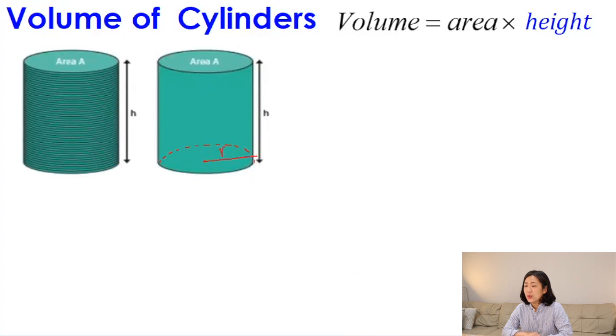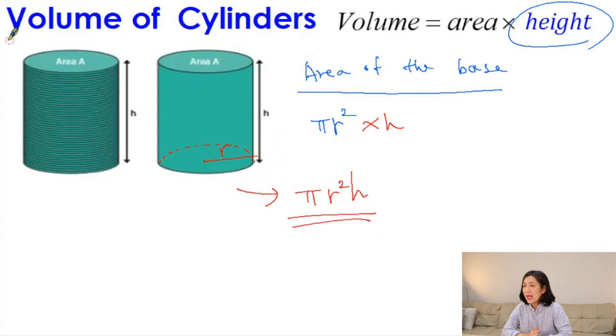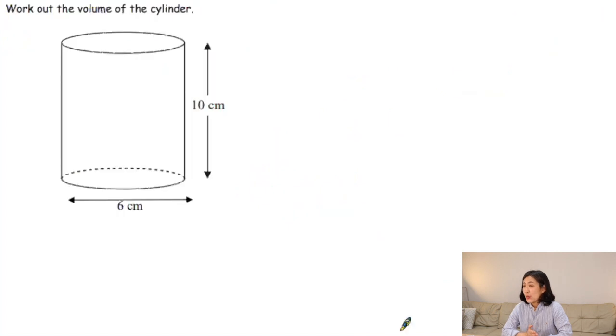So what we need to do is find the area of the circle. You all remember the formula for the area of a circle. The area of the base, that is a circle, is pi r squared, right? And then after that, we need to times the height. So the formula for the volume of a cylinder is pi r squared h. Now it's very simple. So we just directly find out how to find the volume of a cylinder using the questions.